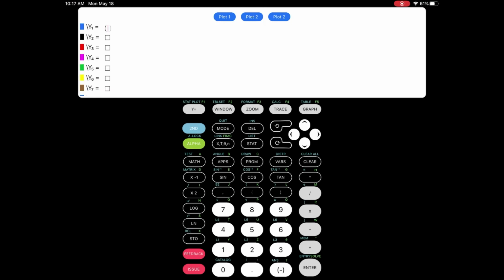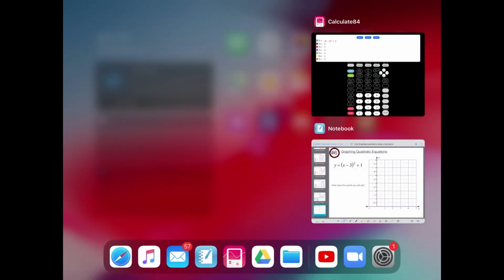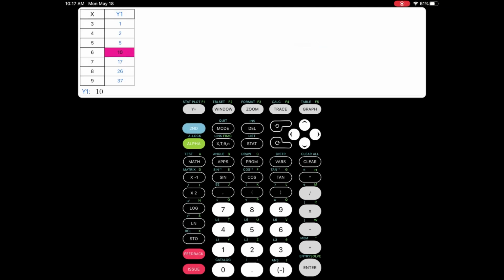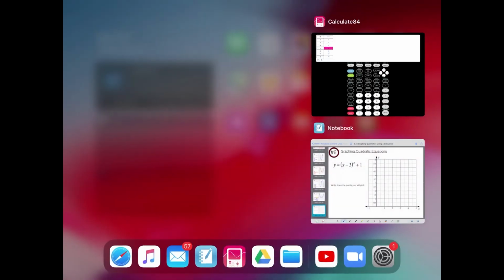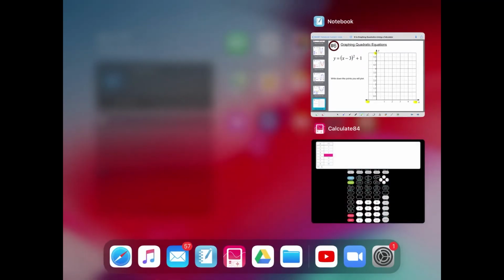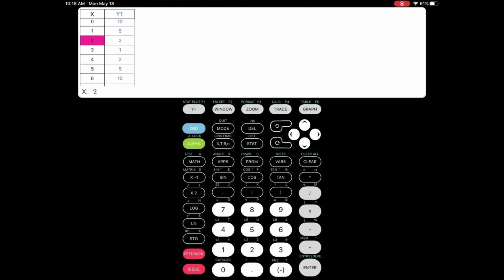All right, last one. (x minus 3) squared plus 1. Y equals, clear it out. (x minus 3) squared plus 1. Take a look at that graph. Again, I'm seeing a positive. Let's see what points we can plot. So the x values we have are -1 to +5. And all the values for y need to be less than or equal to 6.